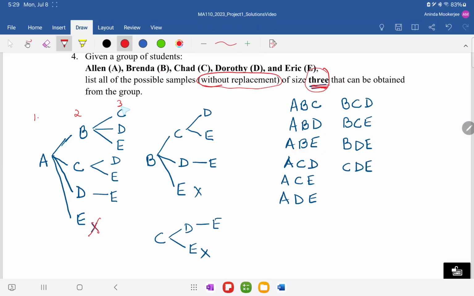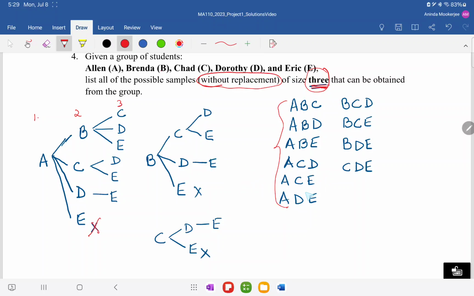So A, B, C, A, B, D, A, B, E, then A, C, D, A, C, E, and then the last one is not there. So these are all the combinations with A in them.